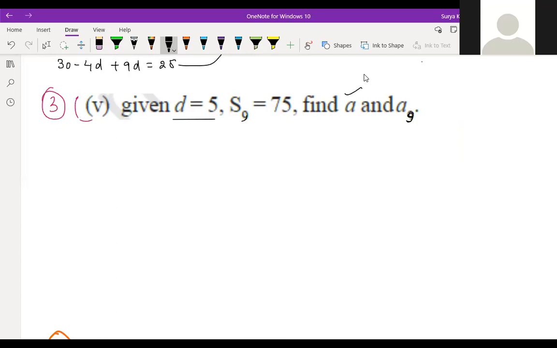Sir, I think it's A plus 8D equals 75. A plus 8D. No, this is S9, no, children. A9 you can write as A plus 8D. But this is S9. You can't write S9 as A plus 8D. Understood? Okay, sir. This is the sum of 9 terms. A plus 8D is what? The 9th term you are writing. This is the sum of 9 terms.